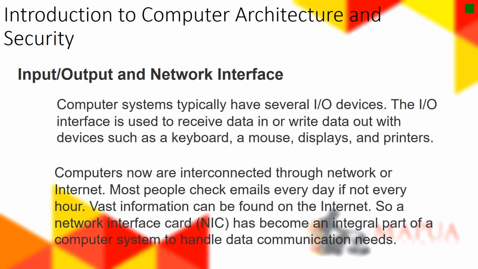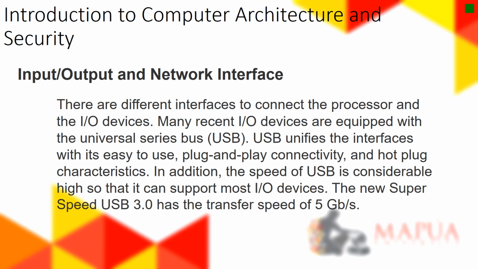Another component of the computer is the input-output and network interface. Computer systems typically have several I/O devices. The I/O interface is used to receive data in and write data out with devices such as a keyboard, a mouse, displays, and printers. Computers now are interconnected through networks or the internet. Most people check emails every day, if not every hour. Vast information can be found on the internet, so the network interface card has become an integral part of a computer system to handle data communication needs.